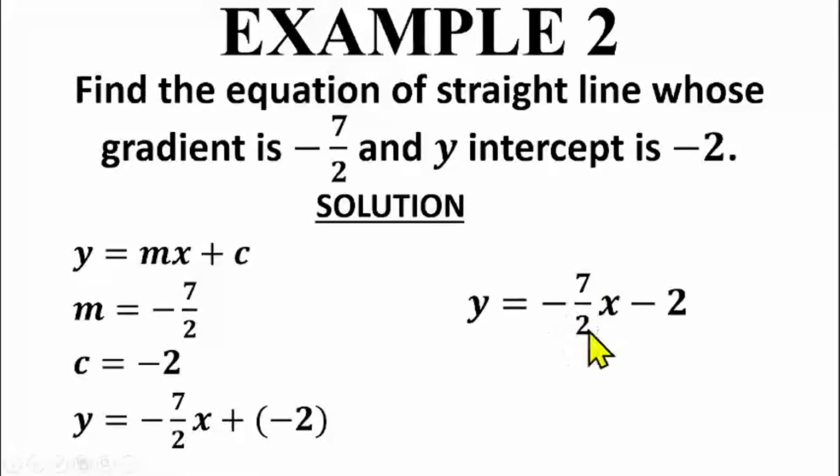We can then multiply through by the LCM of the denominator. So the denominator here is 2, so we can multiply through by 2. If you multiply this y by 2, that will give us 2y. If I multiply minus 7 over 2 by 2, the 2 cancels the 2 here, so you have minus 7x. If I multiply this one by 2, that gives us minus 4. So that means the equation is 2y equals minus 7x minus 4. So this is the equation of the straight line we get when the gradient is this and the y-intercept is this as well.